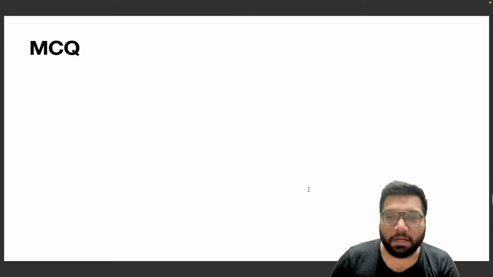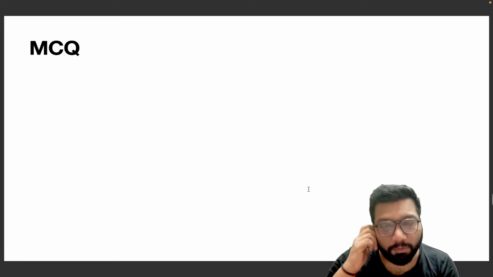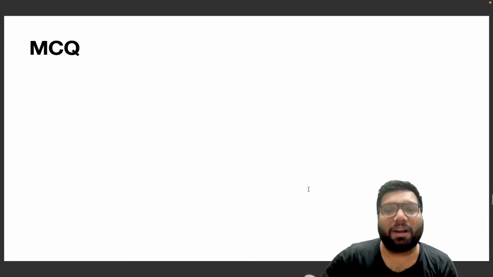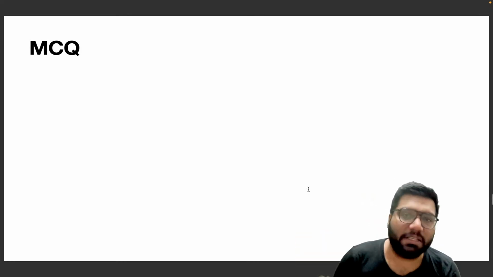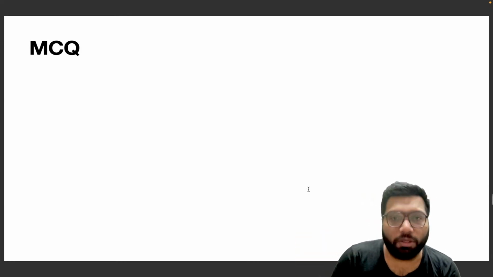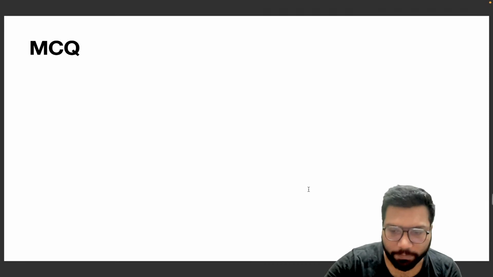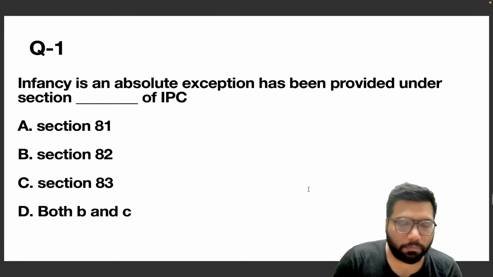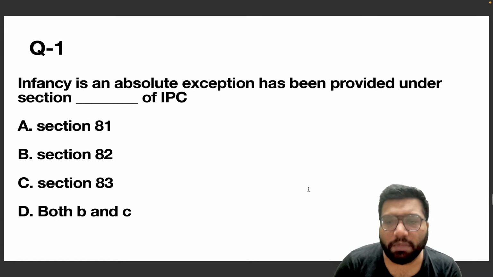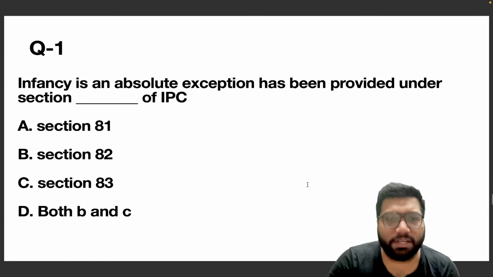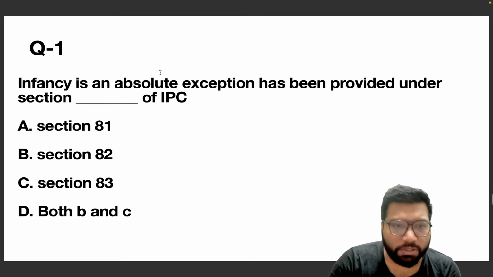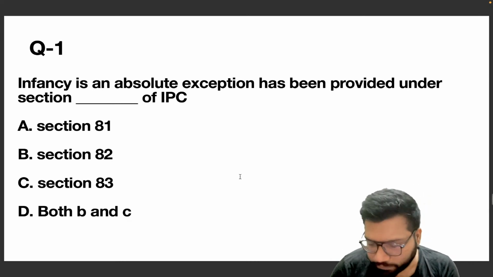Now coming to the first question. Before that, a humble request, students: before writing your answer, whether it is A, B, C or D, please mention the question number, like numeric 1, and then your answer. Here is the first question. Infancy as an absolute exception has been provided under section dash of IPC. Choose the most appropriate one.